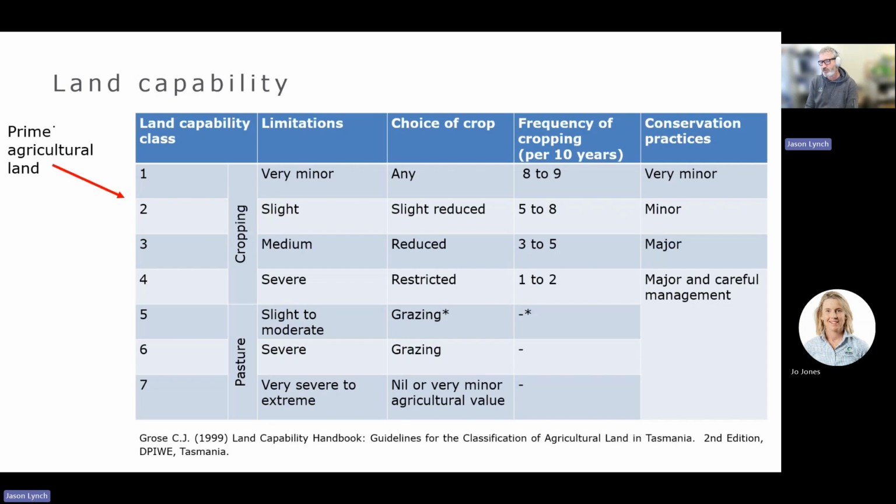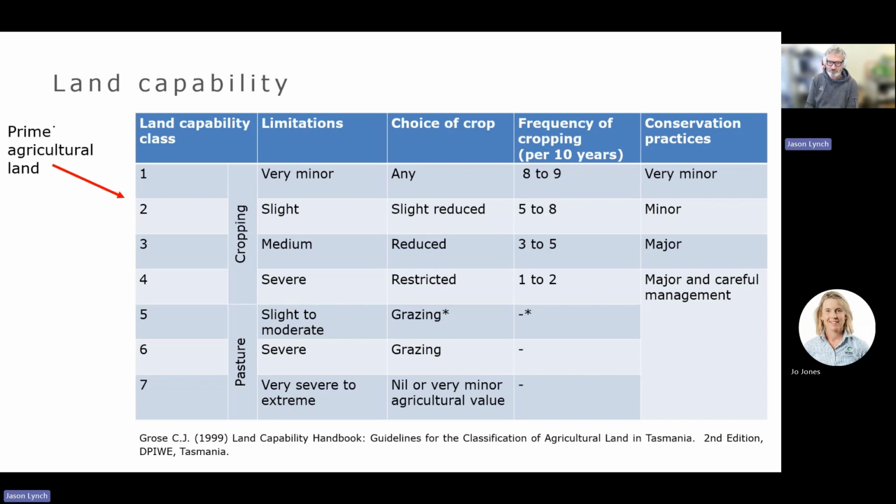An example of that would be places in the far northwest, Togari, very, very productive. Class 5 down on all the swamp country down in there. Can you crop it? No. Can you grow a lot of pasture for dairying? Yes. And then you can see at the other extreme is Class 7 ground.